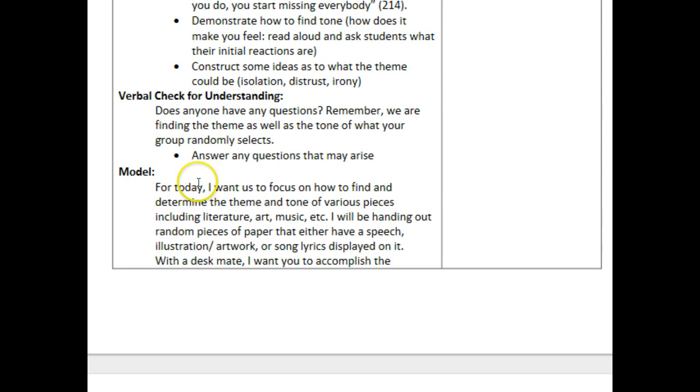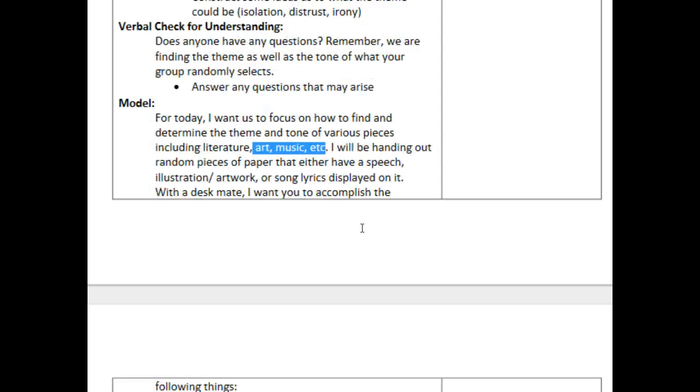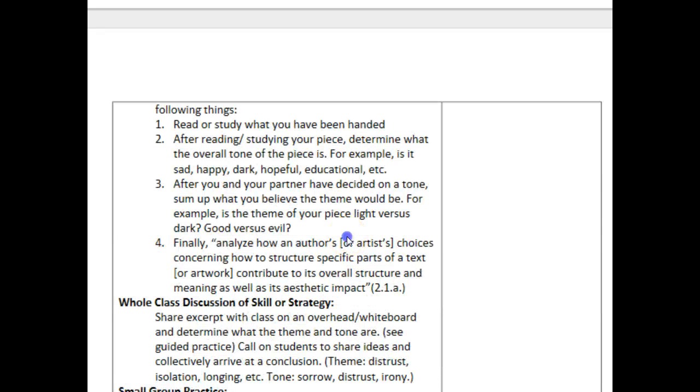Okay, so then you're very explicit with them. I want us to focus on finding theme, on finding tone, in various pieces of literature, art, and music. You may want to talk real quickly, right? You gave a literature example. So how can I use these pieces when I'm looking at art or music? What are some ideas for that? Have those ideas up on the board, something like that.